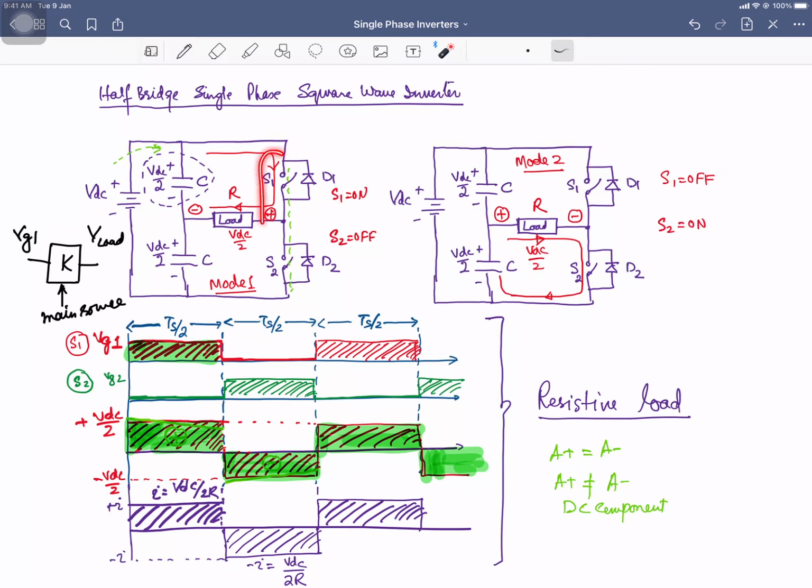But you cannot turn on these two switches together. If you turn on these two switches together, you will be short circuiting these capacitors, or you will also be short circuiting the supply. So you cannot turn on S1 and S2 together. So they are operated in the complementary mode. Means when this switch is in the on state, this will be in the off state, and when this is turned on, this is to be kept off to avoid the short circuiting of your source.